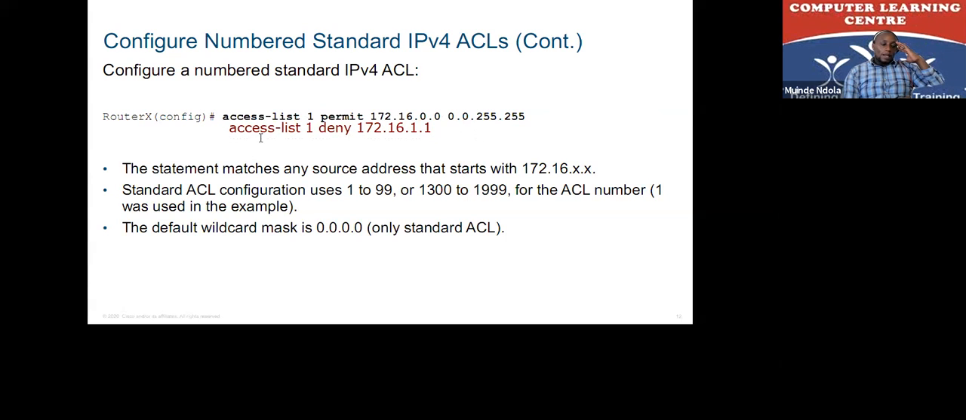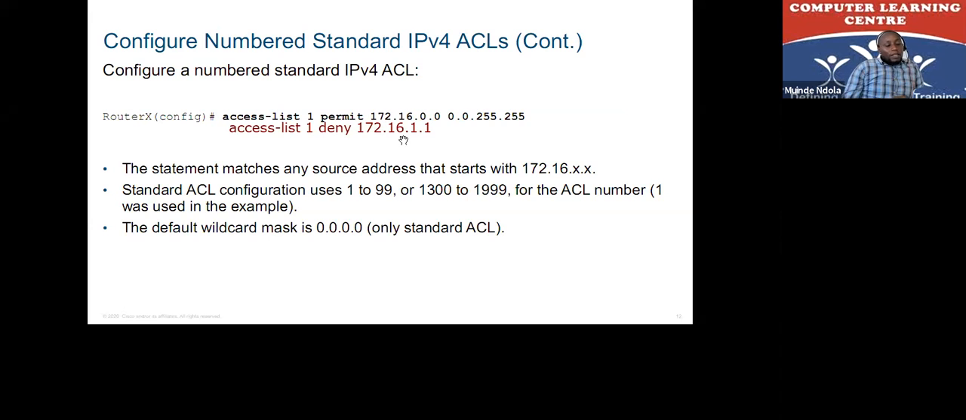Now, when I put this command, access-list 1 deny this, and I go to show access list, the first statement will have a sequence number of 10, and the second statement will have a sequence number of 20. Now, in this case, I want to deny 172.16.1.1 while I permit everything on this network. So with the order of these statements as it is, nothing will work. The 172.16.1.1 will not be denied. Why? Because 172.16.1.1 matches the first statement.